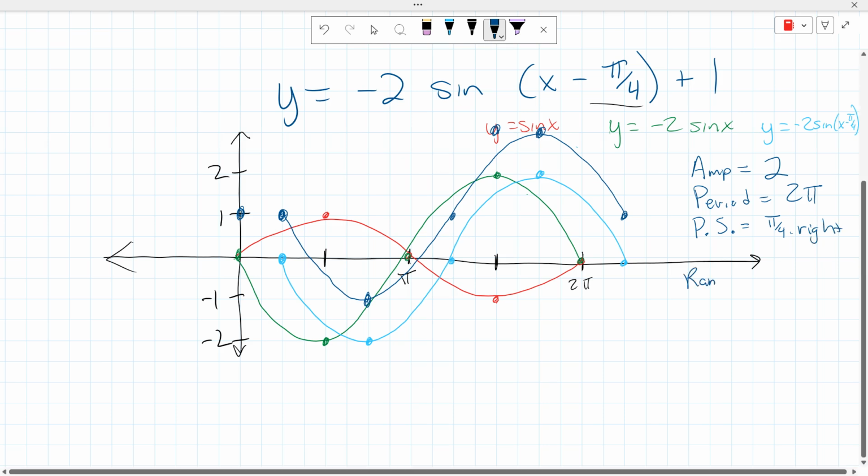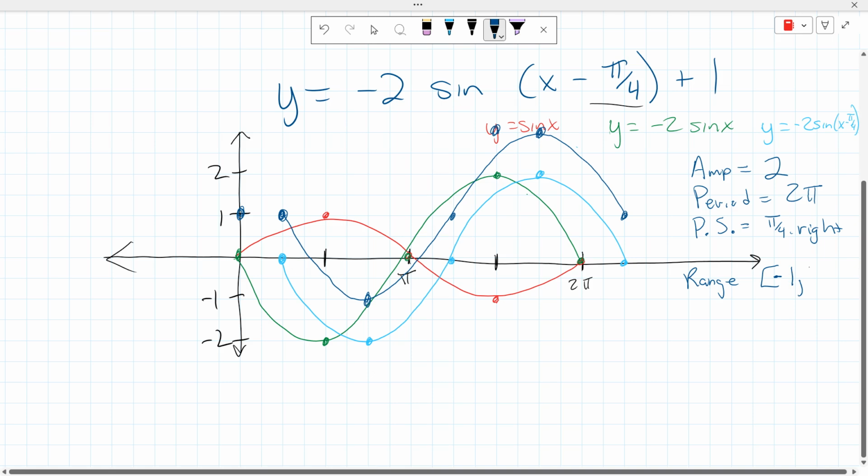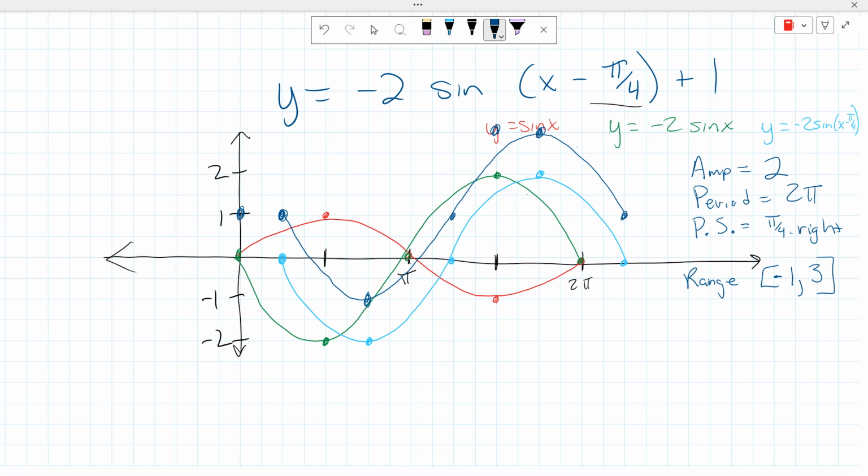What's my range? Lowest value to highest value. Nope, phase shift is just left and right. So that's a vertical shift. So range is -1 to 3, because the lowest point is -1, highest point is 3. Okay. We'll do one more and then I'll cut you loose on a few of these.